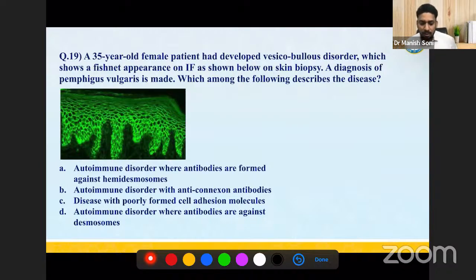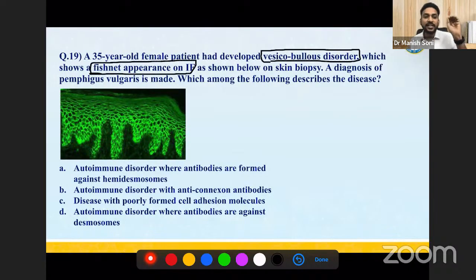Moving to the next question. A 35-year-old female patient developed a vesicobullous disorder. So here vesicobullous lesions are present, that is fluid-filled lesions, which show a fishnet-like appearance. Very important finding. On DIF, direct immunofluorescence, a fishnet-like pattern was seen. A diagnosis of pemphigus vulgaris was made. Which among the following describes the disease? So they have already given the diagnosis. You have to identify the correct option.